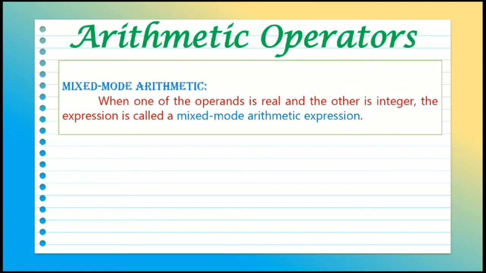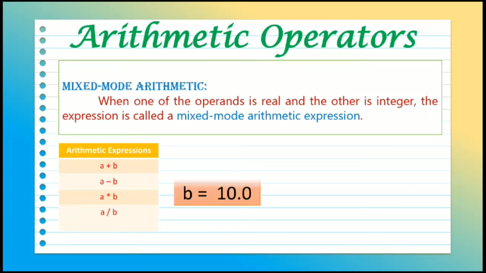Next one is mixed mode arithmetic. When one of the operands is real and the other is an integer, the expression is called a mixed mode arithmetic expression. If either operand is of real type, then only the real operation is performed and the result is always a real number.